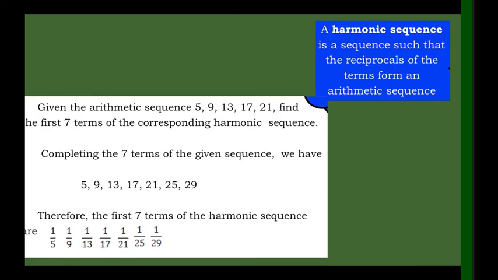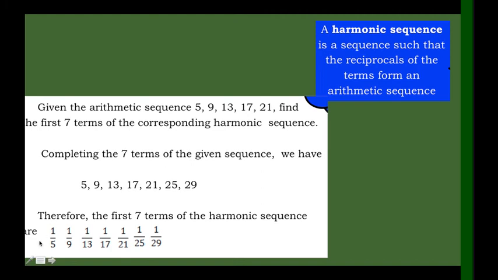So what do you think is the common difference? They have a common difference of 4, I think, right? So the number increases by 4. So we have 5, then plus 4, 9, plus 4, 13, until 29. So therefore, the first seven terms of the harmonic sequence are 1 over 5, 1 over 9, 1 over 13, 1 over 17, 1 over 21, 1 over 25, and 1 over 29.